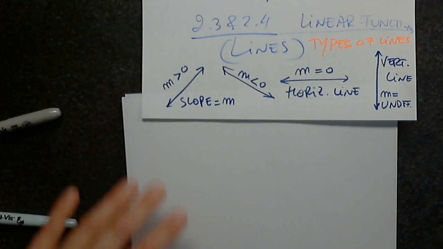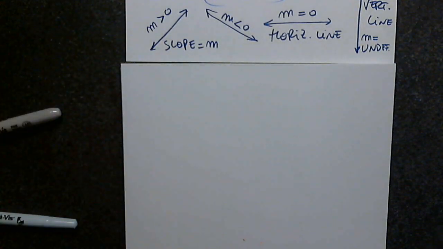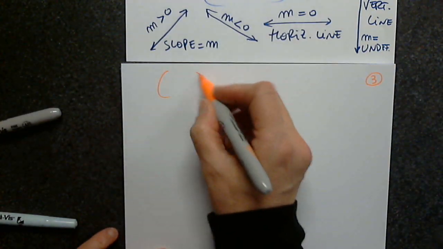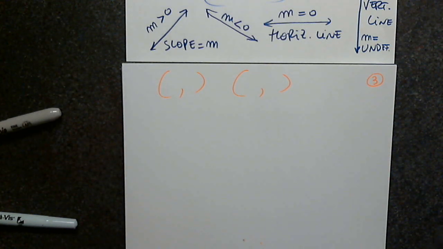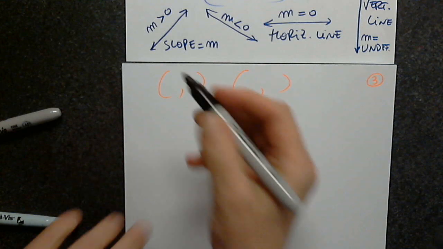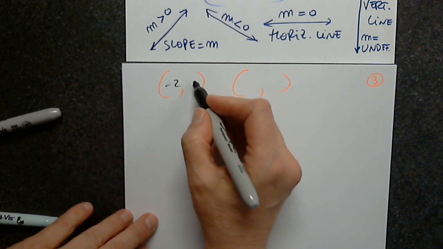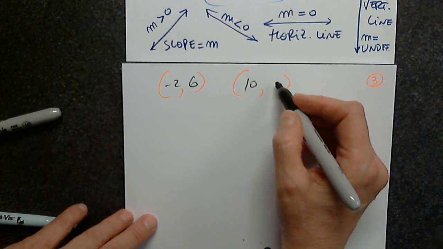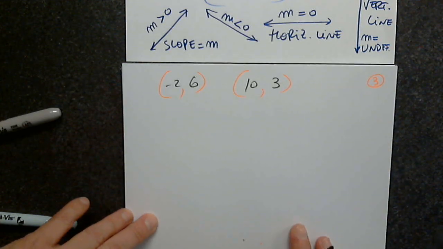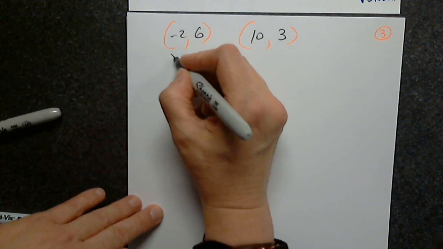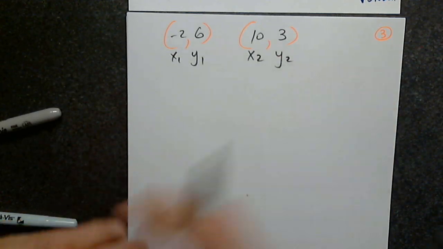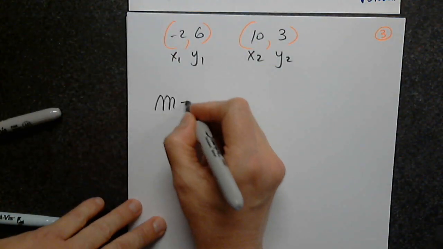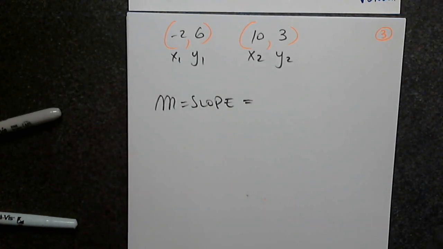Does anyone remember how we determine the slope if we have 2 points? So please give me 2 points. Any 2 points you want, and let's determine the slope of the line that could pass through those points. -2. 6. Good. 10. Good. 30. Excellent. So this is our first point, x1, y1, and this is the second point, x2, y2. And we want to determine the slope of the line passing through those points.